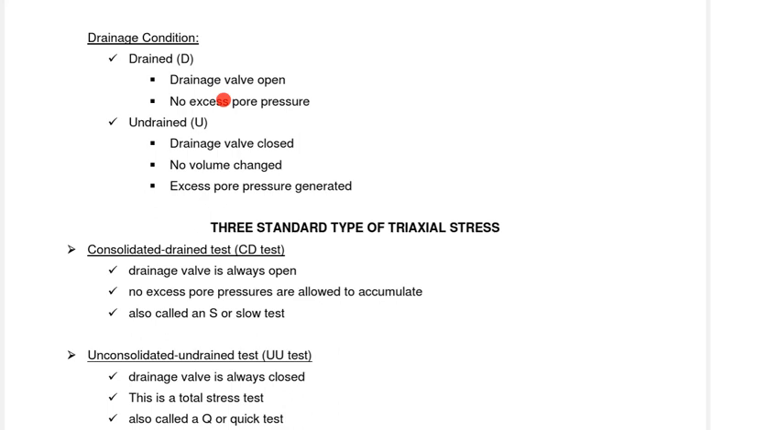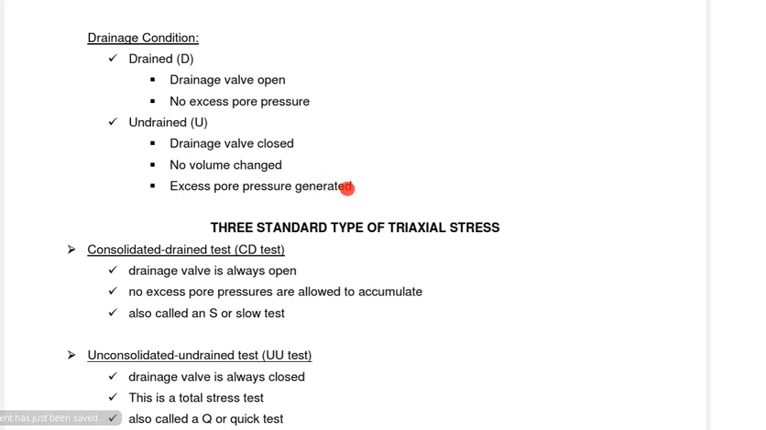So if we close the valve, if we close the drainage valve during the shear phase, we have an undrained test. This is represented by the symbol U. In an undrained test, there will be no volume change in our specimen, and consequently, shear-induced excess pore pressure will be generated.